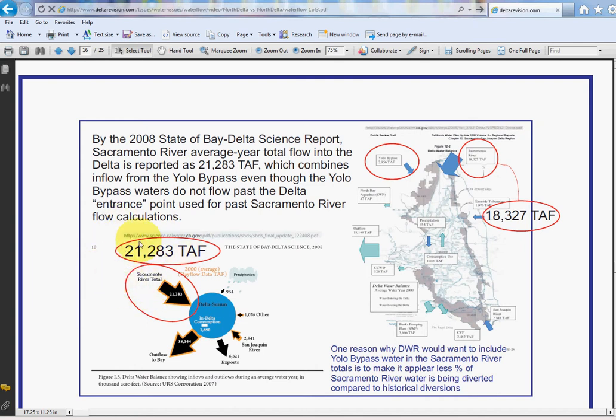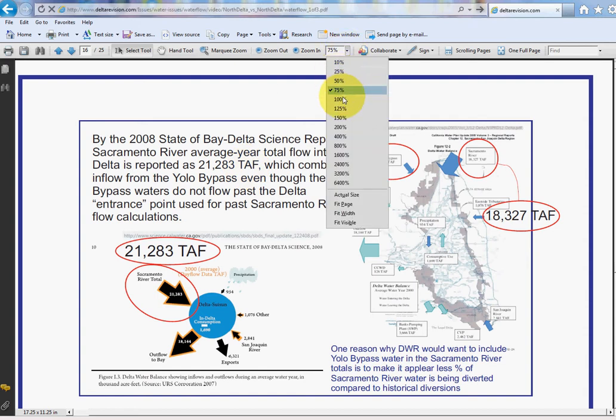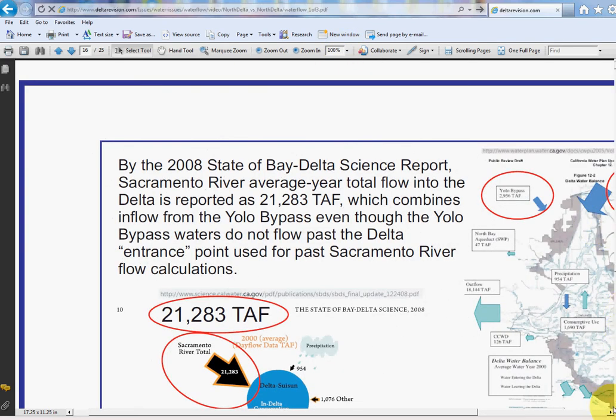So where did this number come from? Well, and again, when you see the small print, I'm going to make this larger so you can see that one again. See if that helps at all.